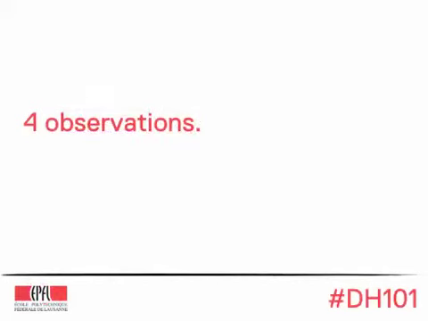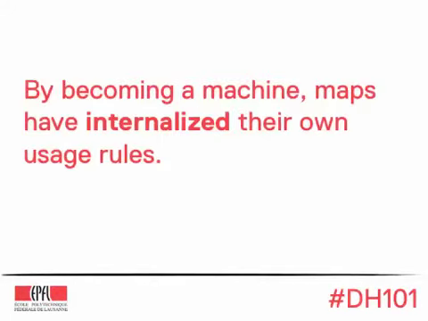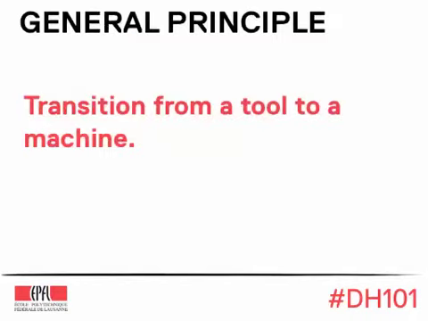Let's now consider four observations. First, by becoming a machine, maps have internalized their own usage rules. As machines, they offer much more possibilities than traditional maps. However, these various new modes of usage are explicitly programmed. This is a general principle, the transition from a tool to a machine.